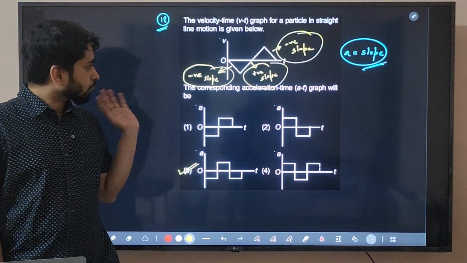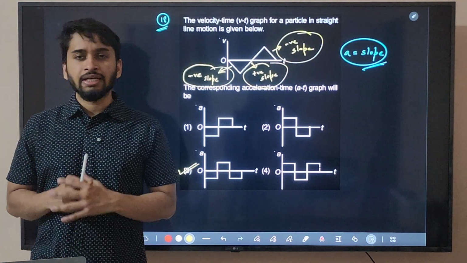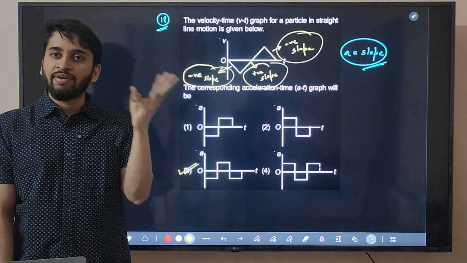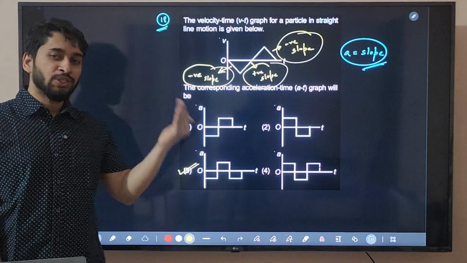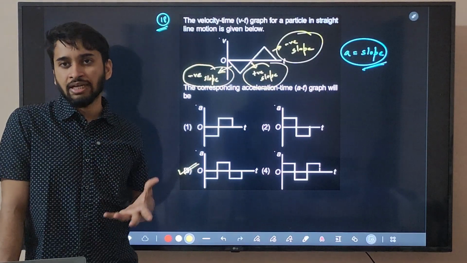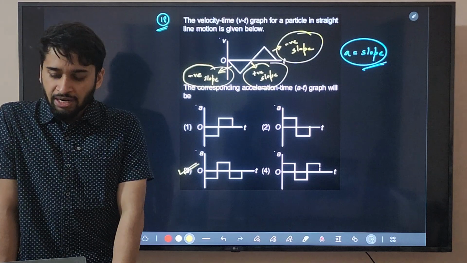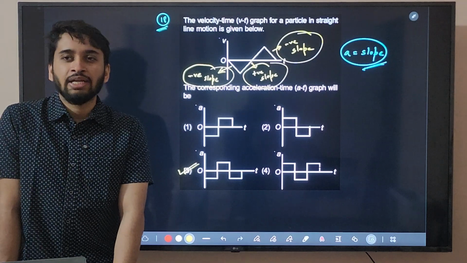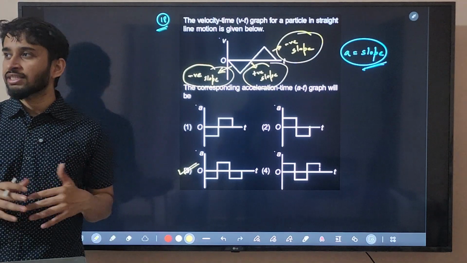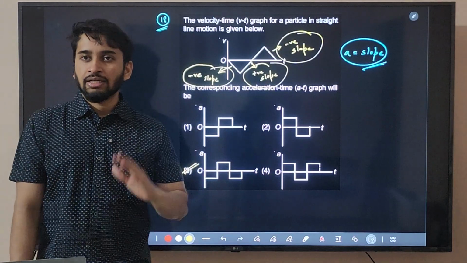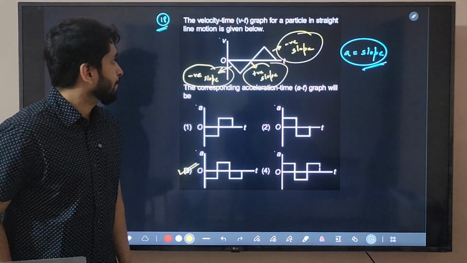Fine, great, clear. So we'll keep it till here. In the next class we will see a few miscellaneous graphs like the v-x graph, a-x graph, and v squared-s graph. So we have some miscellaneous graphs as well, and we'll see that in the next lecture. We'll keep the lecture short, 30 to 45 minutes max. If it gets longer, I get bored, you get bored, and the learning is not happening.